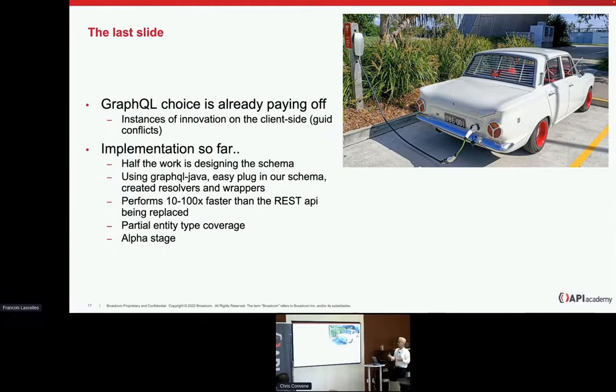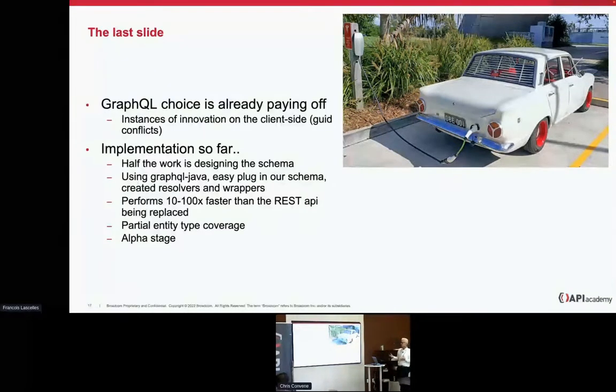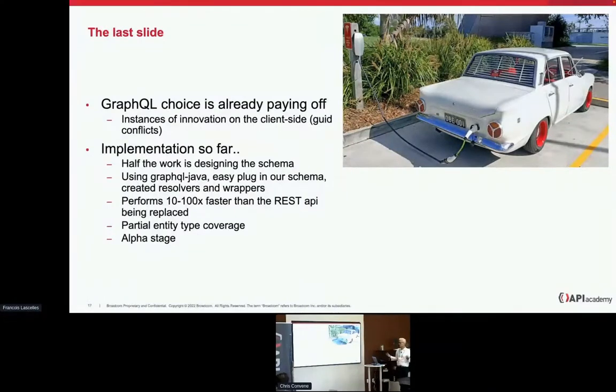From a performance perspective, depending on the use case, we've observed 10 times faster to 100 times faster than the legacy API that we're replacing. It's not complete, in the sense that there are so many different entity types that our object model exposes, so we have partial coverage. We're at an alpha stage right now, targeting internal developers, and hopefully our customers are going to see the benefit of that in a few months.